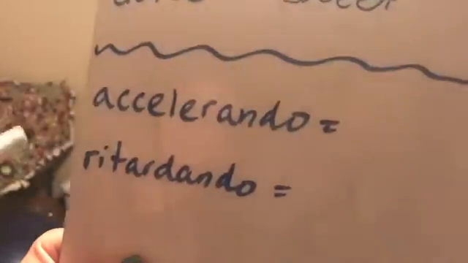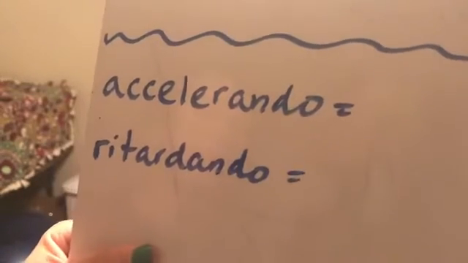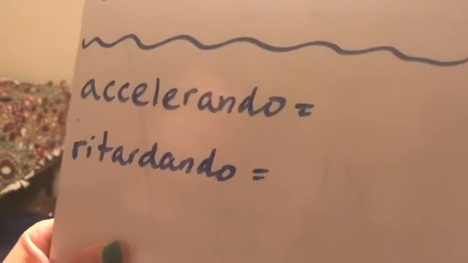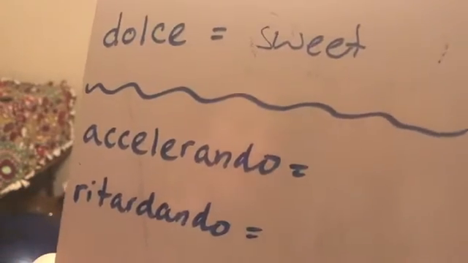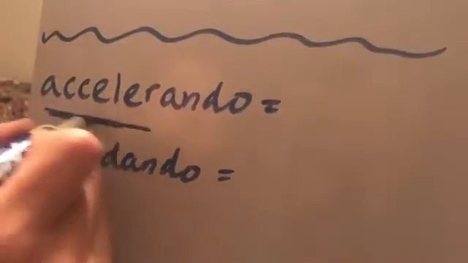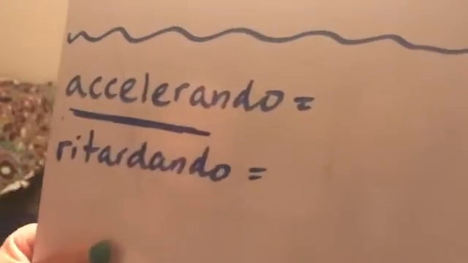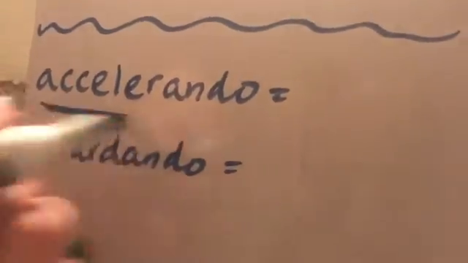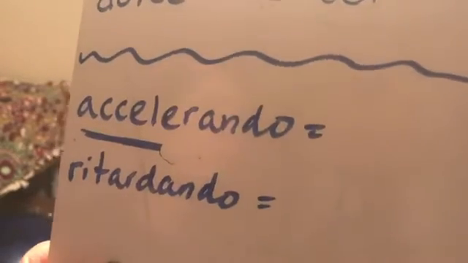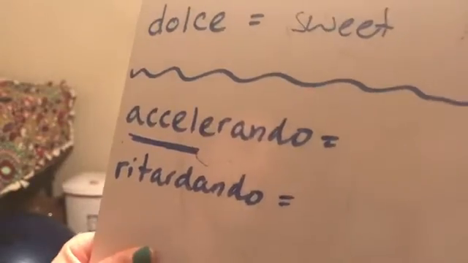Down here I have a squiggle mark to separate these next 2 words, accelerando and ritardando. The reason I've separated them is because they have a little bit of a different function than any of the other tempo markings. Accelerando, if we look at the root here, actually I'm going to back this up even more. To accelerate, if a car is accelerating, it is getting faster. So the translation for accelerando is to get faster.